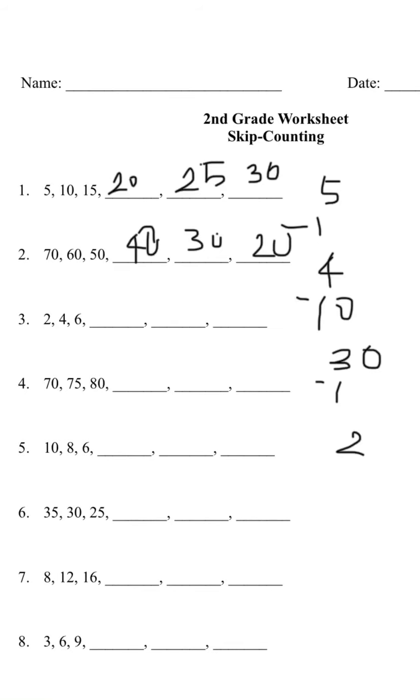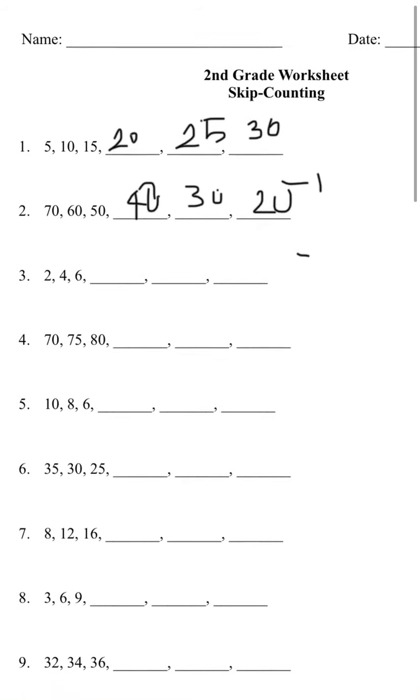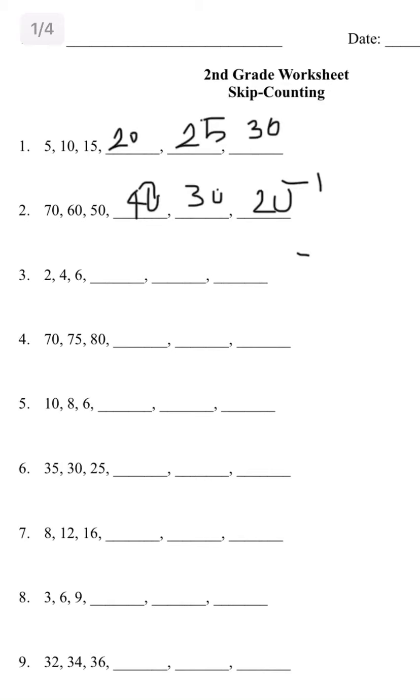Okay. And then let's just try one more. Let's try number 5. So 10, 8, 6. Okay, we're going down, right? So 10 minus 8. Okay, this is actually easier to just count. So 8 plus something is 10.